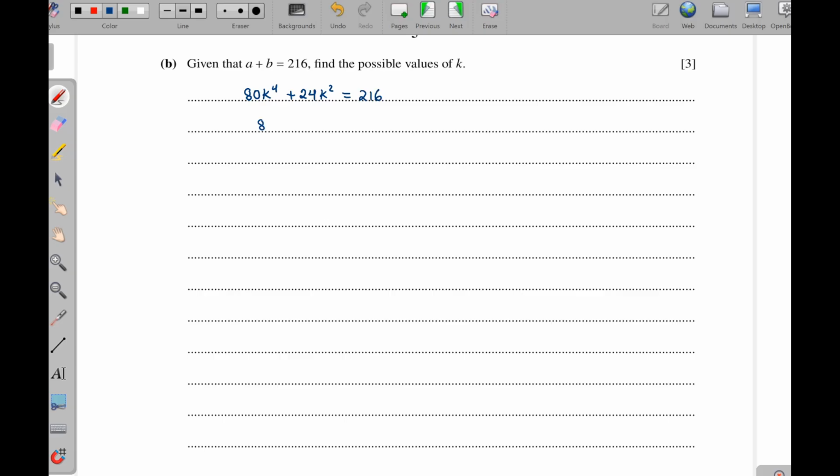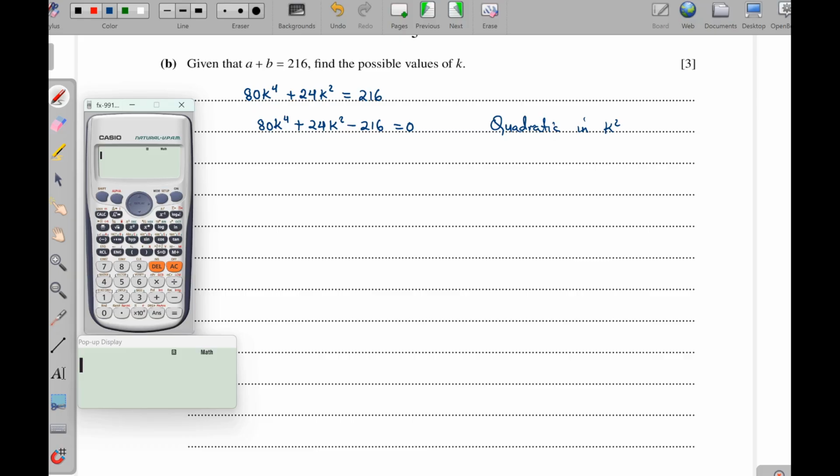That means I can bring this on this side. And then we have 80k power 4 plus 24k squared, then minus the 216, which is equal to 0. This is a quadratic equation. This is a quadratic in k squared. Now, can this one be simplified? Of course, we know 80 can be divided by 8. Then 24 can be divided by 8, you get a 3. And then 216 divided by 8, what do we get? This one gives us 27.